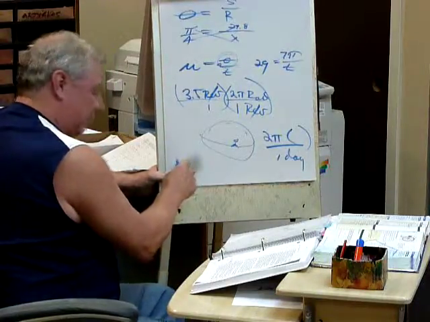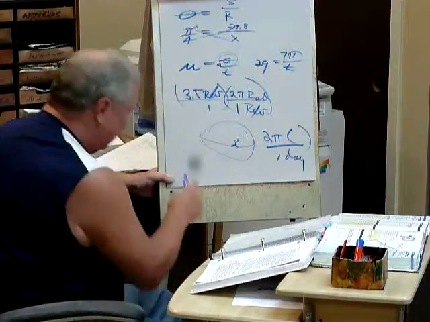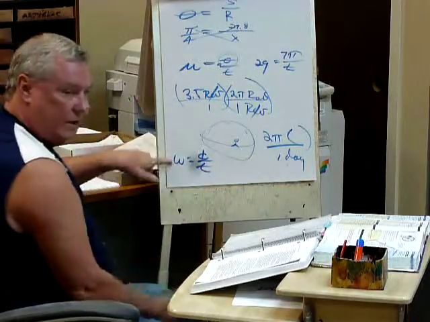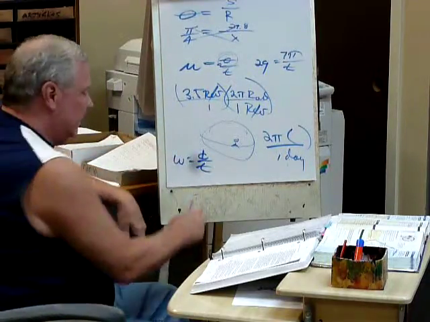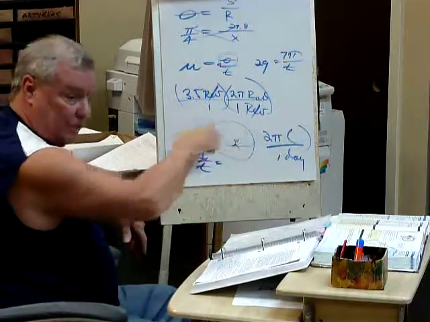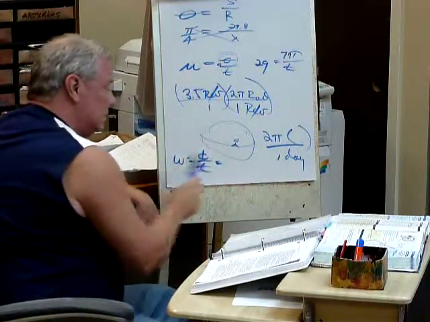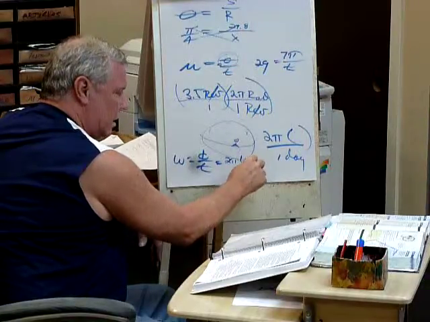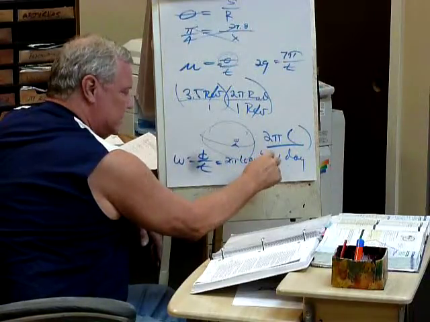A trick question, and sometimes it's straightforward. And I always guess it's a trick question when it's just like what you would expect. Here's what I'm using: w equals theta over t. And theta is just the circumference. So 2 pi times, what is it, 6.4 times 10 to the 6 meters.